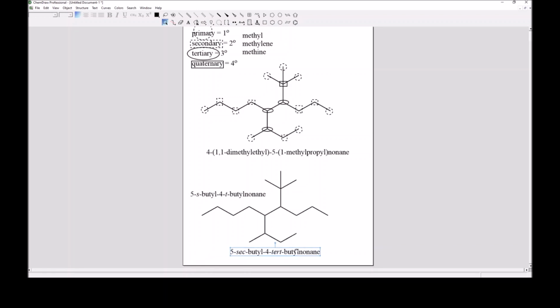So this right here is the name of this compound if we're using common names, and this is the name of the compound if we're using systematic names. Both names are correct. The one thing you can't do is mix and match. You couldn't call this a sec-butyl and then in the same name switch from common names back to systematic names. So if you're going to call this one a sec-butyl, then you've got to call the other one a tert-butyl. If you're going to use the systematic name and call your tert-butyl a dimethylethyl, then you have to call your sec-butyl a 1-methylpropyl.